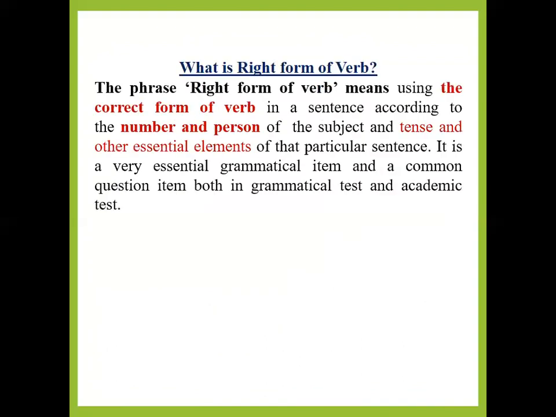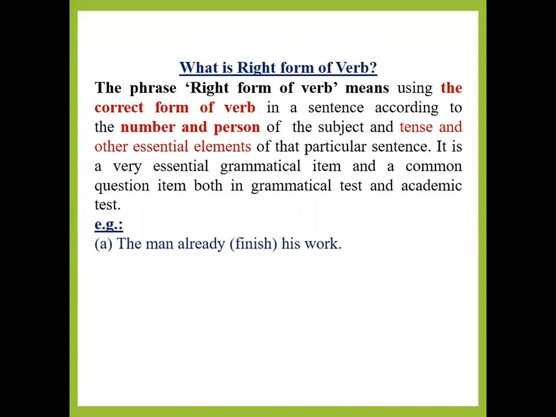What is right form of verb? The phrase right form of verb means using the correct form of verb in a sentence according to the number and person of the subject and tense and other essential elements of that particular sentence. It is a very essential grammatical item and a common question item both in grammatical tests and academic tests.